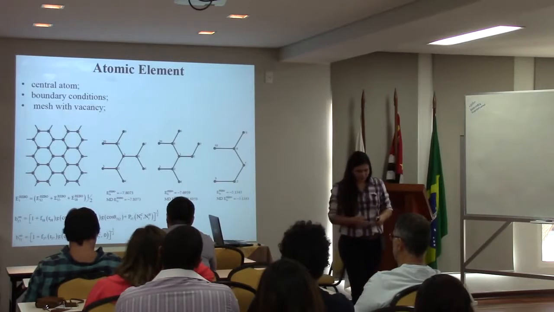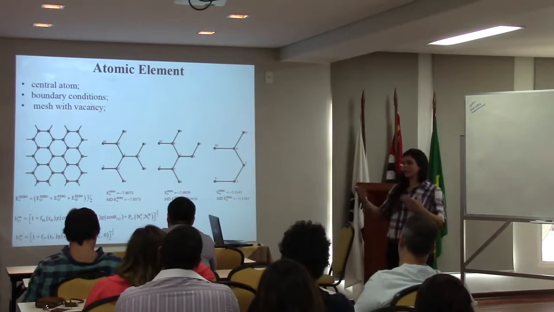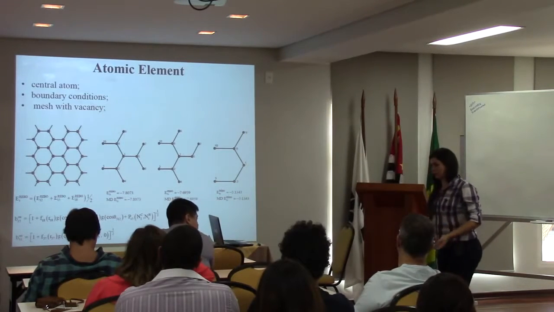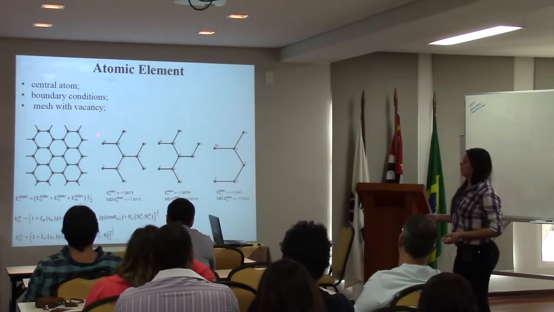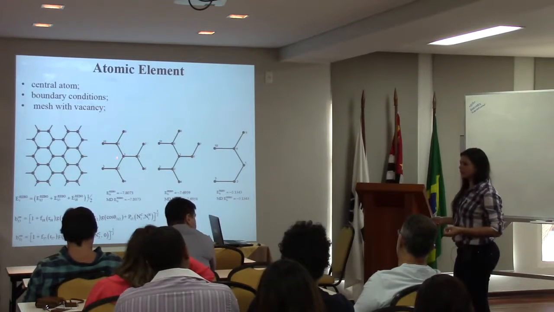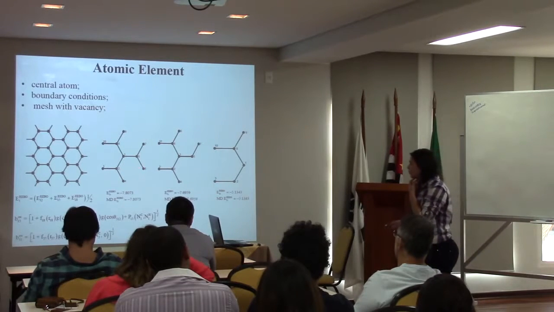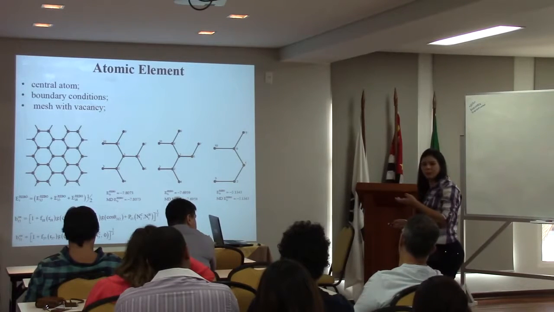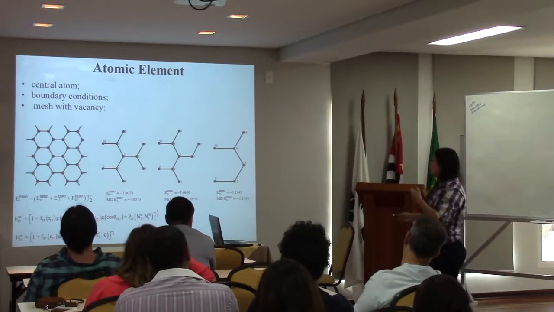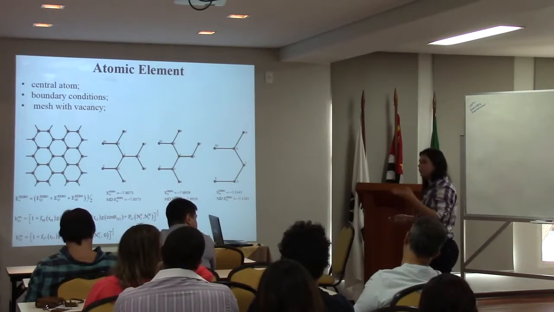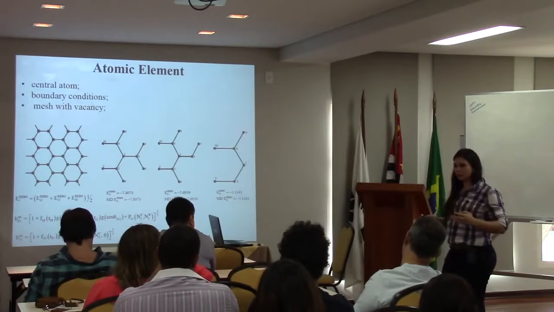For this case, we are able to study the graphene sheet, for example. Considering this structure, the basic atomic element is this one. We have the central node and 9 more nodes. But in some parts of the structure, we need to modify this atomic element, as you can see here. We have different kinds. It's the same atomic element, but not considering some contributions.